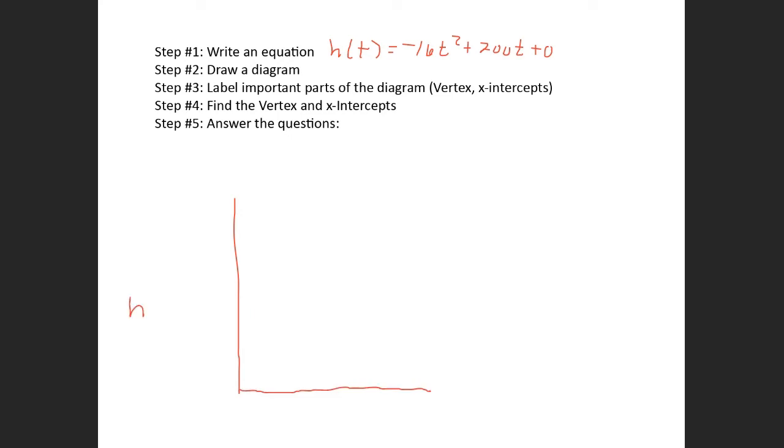Now, remember, this is height, and this is time. In my diagram, I think I went up to 800 here, right? And I think I went out to 20 here. And that doesn't really matter. But I do know that this rocket went up, and then it came back down. And I wanted to know this point here.